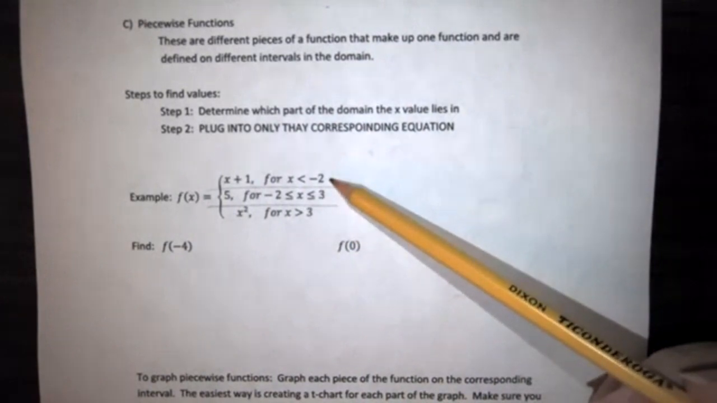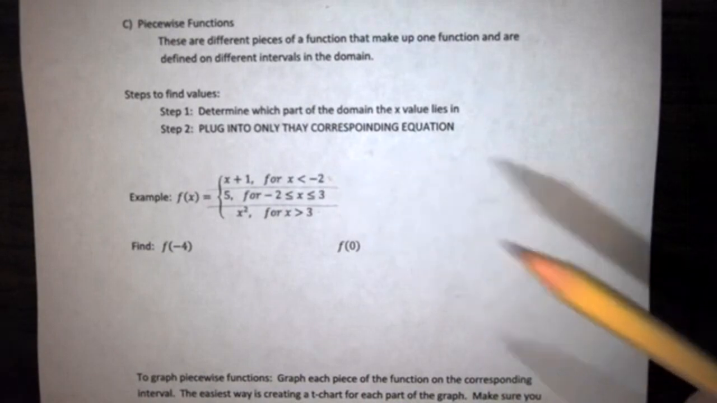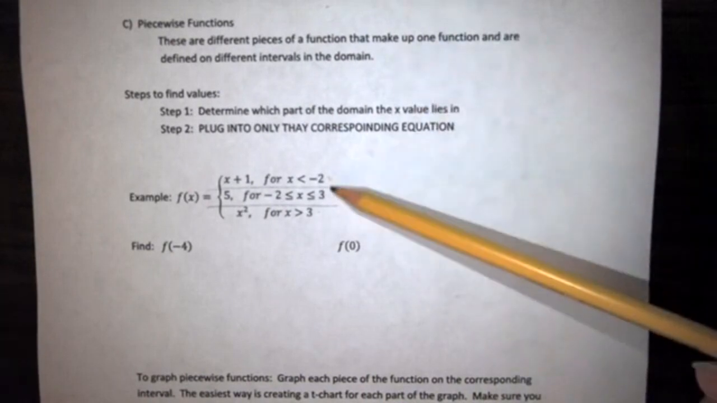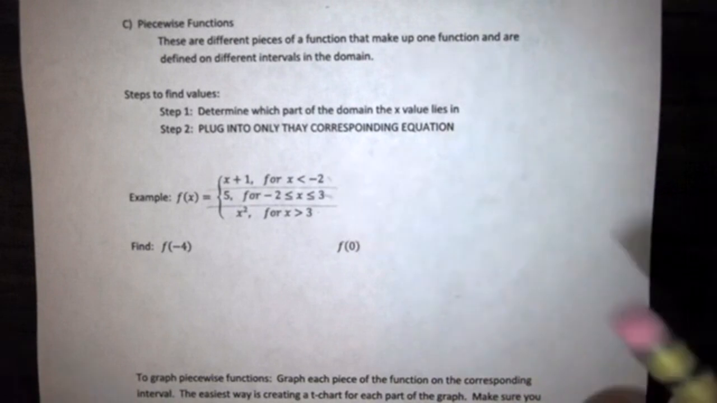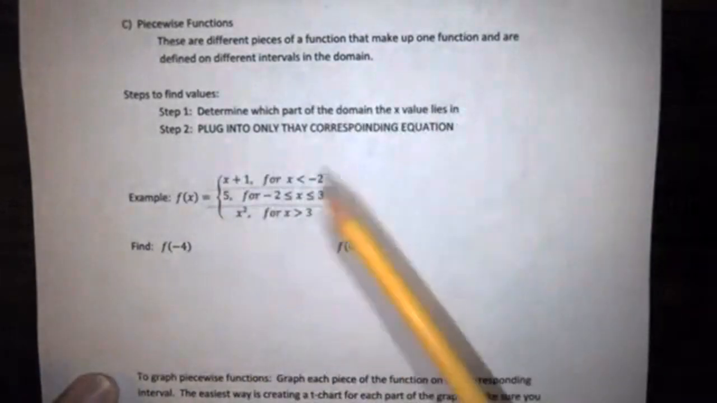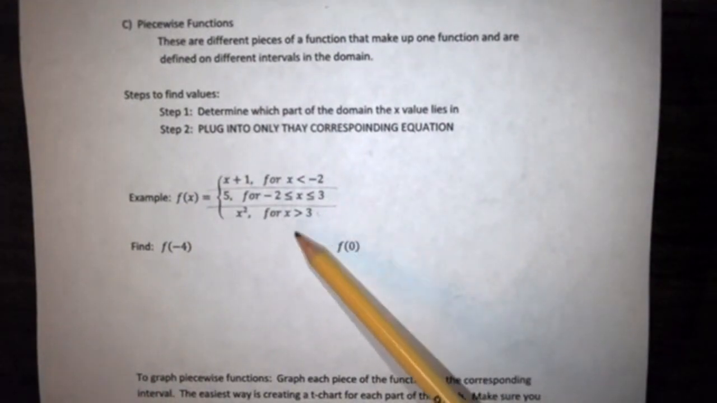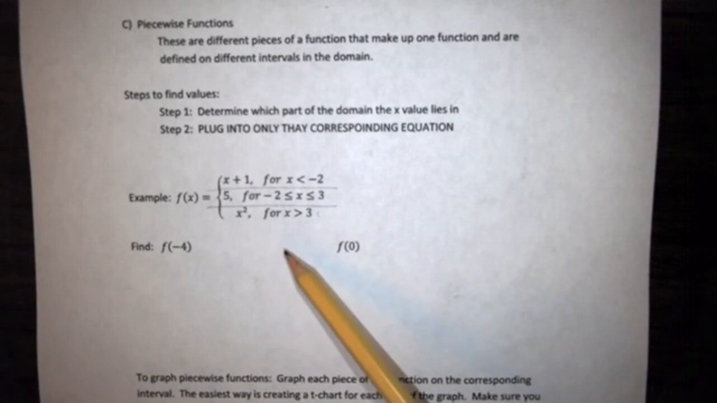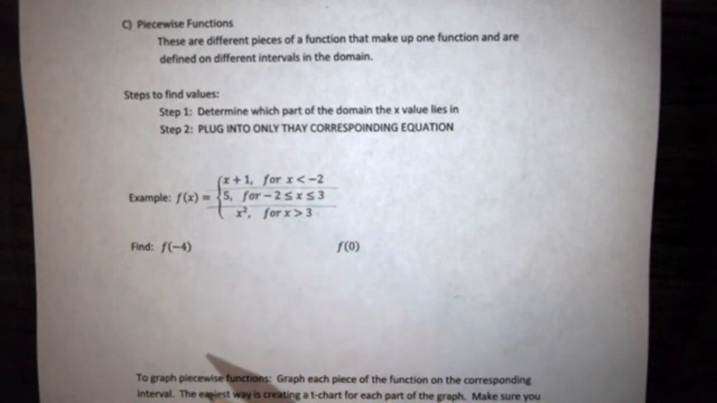My top function is x plus 1, and it satisfies all values less than negative 2. My middle function here is 5, and it's going to satisfy all values between negative 2 and 3. And then my bottom one here is x squared, and it is going to satisfy all values for x greater than 3. So the first thing I have to do is I need to find f of negative 4.